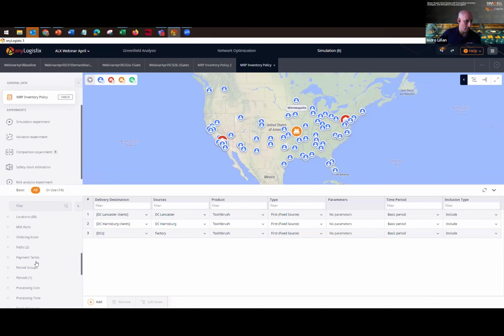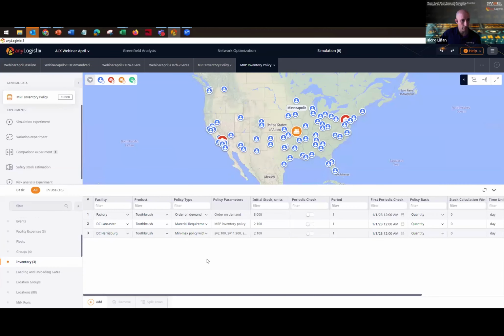Talking about the inventory policies here, a really powerful feature of anyLogistix is that we can select many different inventory policies. There you go. We can simulate cross-dock policies, minimum and max, so we have the classical min-max policies. We have order on demand, RQ policies, regular policies, and limited inventory. And the one that I want to introduce today is the material requirements policy.